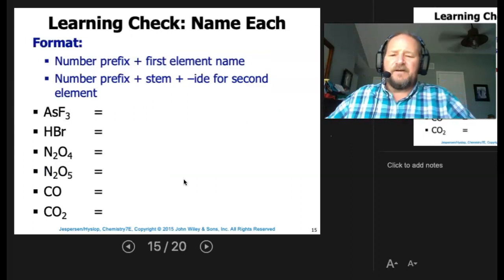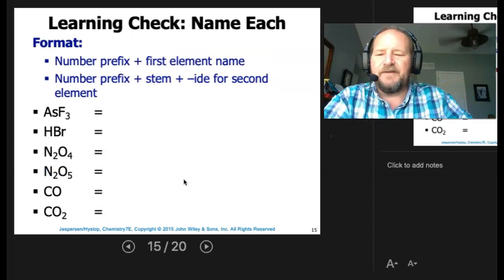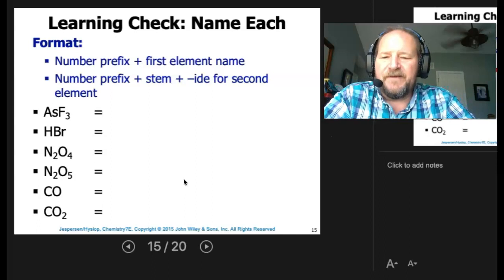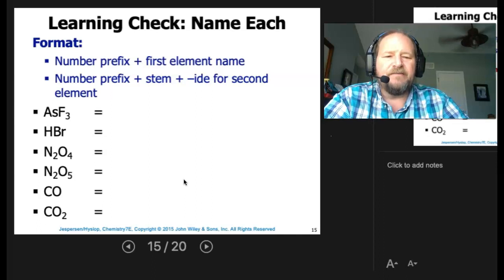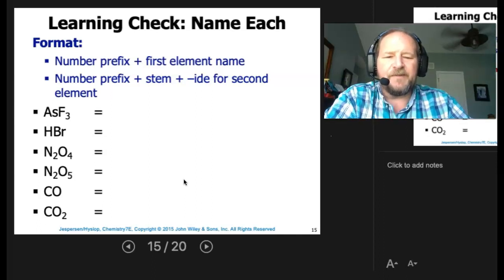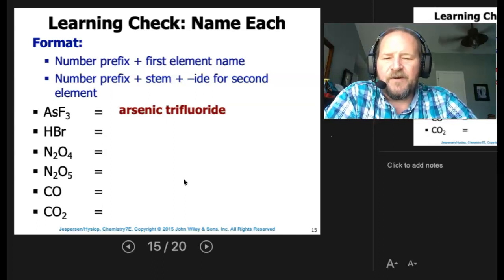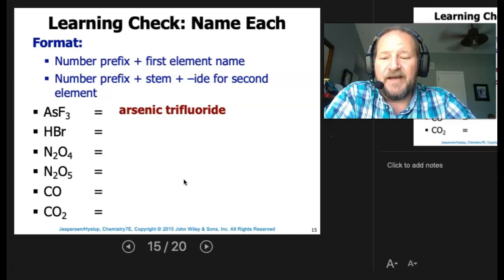All right, so name each of the following. So we have name the number of the prefix plus the first element name, number of the prefix plus a stem plus ide for the second element name. So AsF3, right? Since As is by itself, it's simply arsenic. And then the fluorine, there's 3 of them, so it's trifluoride. All right, so I'll give you a chance to pause here. Go ahead and work these out. And then I'm going to go ahead and go through them kind of quick with the idea that you've already worked on them and you have something written down, and I'm not waiting for you to catch up for each one.